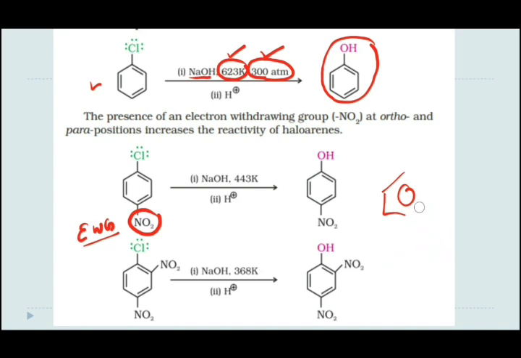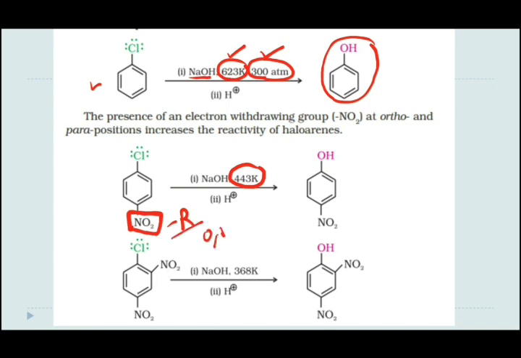Okay, so here you can see that when you have attached the nitro group at the para position, now for the same reaction the required temperature is 443 Kelvin at normal pressure. Okay, why is this happening? Because of the electron withdrawing effect of this nitro group at the para position, because we know that the minus R effect works at ortho and para position.